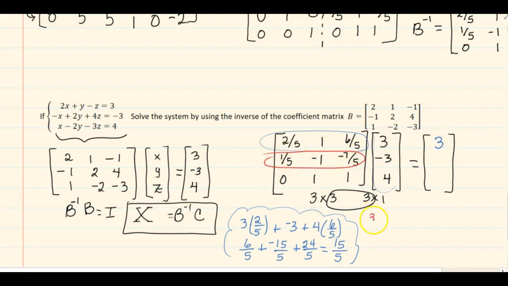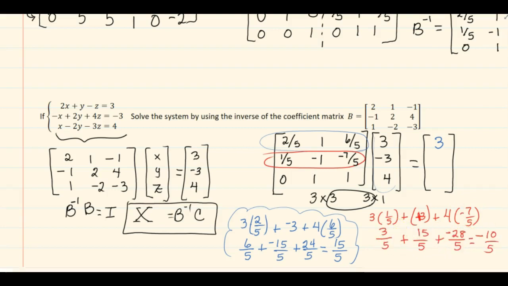So I'm going to get 3 times 1/5, and I'm going to plus -3 times -1, so that becomes a positive 3, plus 4 times -7/5. So again, I'm going to do the same thing, getting everybody with the same denominator so I can add them together. And here we find our answer is -2.